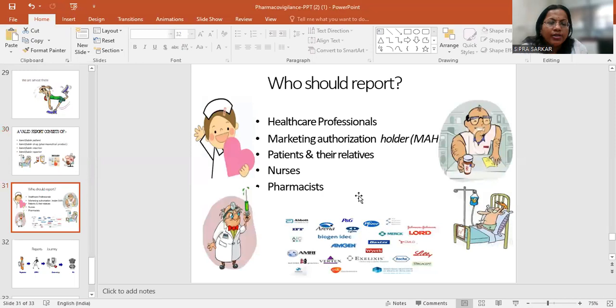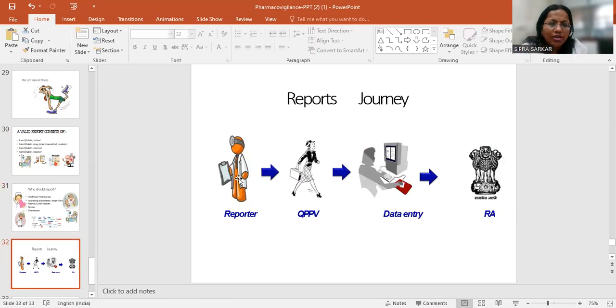Next, who should report? The healthcare professional, the marketing authorization holder, MAH, and the patients and their relatives, nurses, and pharmacists. Obviously, these are important for the professionals who see the drug reaction, and obviously these companies are acting on it. As a result, in the report's journey, the reporter goes to data entry, and if the government approves this, the company can take action, and if they are improving the drug's profile, the drug will be safer and the adverse reactions will be lower. And this is the motto of our company. Thank you.